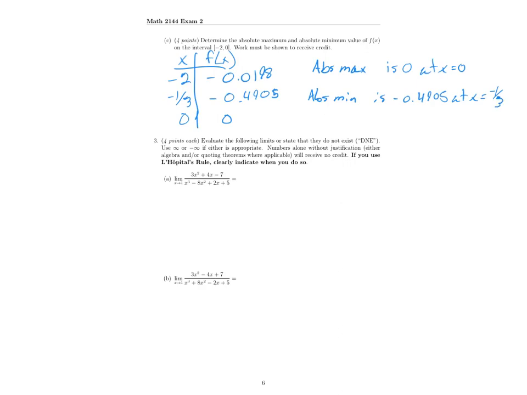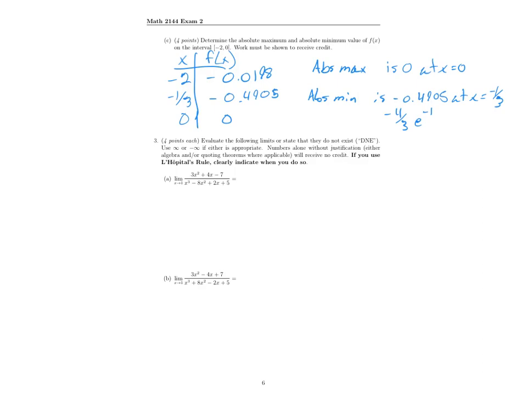If we need an exact value for our absolute minimum, it's going to be 4 times negative 1/3, which is negative 4/3, times e to the 3 times negative 1/3, so that'll be e to the negative 1. And that's going to be the same as our negative 0.4905.